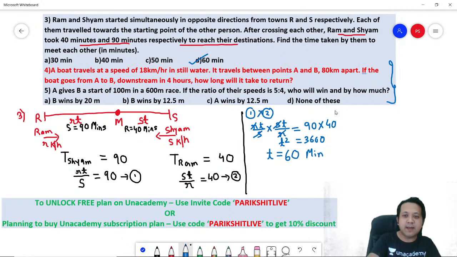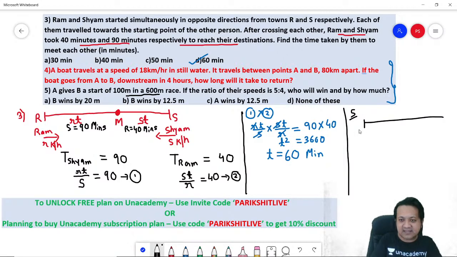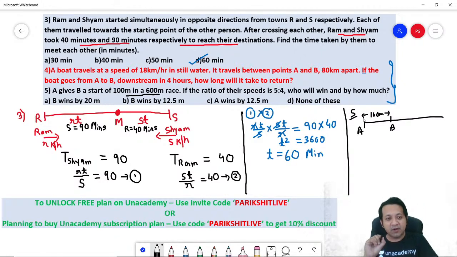Just to make sure that we are on the same page, I'll give you a meaning of this. Some people might have a problem. A gives B a start of 100 meters in a 600 meters race. What does it mean? It means very simple. If A is at the starting point, B is 100 meters ahead of him when the two of them start the race. That's the meaning of A gives B a start of 100 meters. Give it a try, and I'm going to solve this in tomorrow's YouTube video.